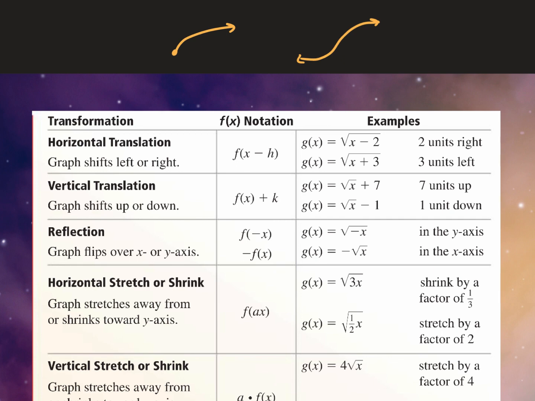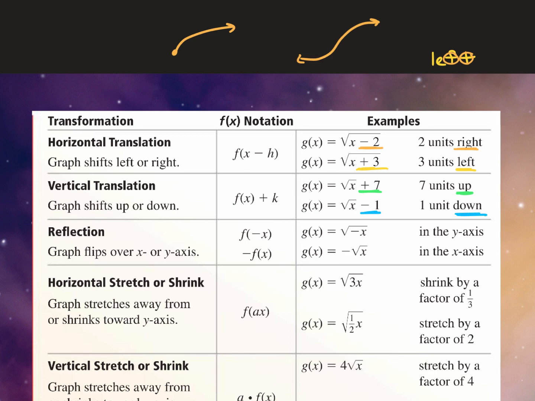If we subtract on the inside, we move to the right. If we are adding on the inside, we move to the left. So one way we could think about it is left. Left has 2 plus signs here. So when it's plus on the inside, you move to the left. If you are adding or subtracting outside, that's a vertical transformation, so you move up or down. So adding on the outside, you move up. Subtracting on the outside, you move down.